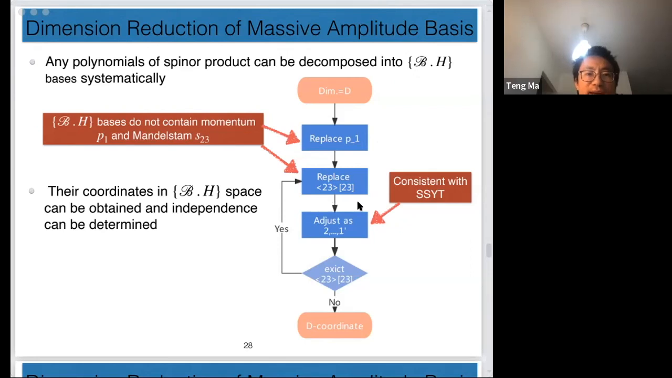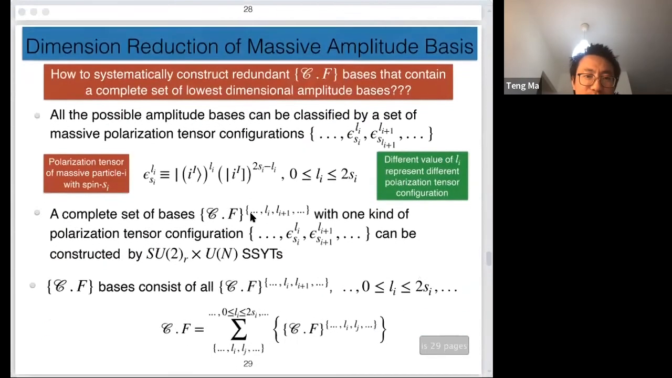Then its spinor contraction pattern should be adjusted by a Schouten identity to be consistent with the BH Young tableau contracting pattern. Then repeat the S23 replacement and spinor contraction adjustment until no S23 exists in this polynomial. Finally, we can get the correct decomposition of any polynomial. Then the coordinate of any polynomial in BH space can be obtained and the linear correlation can be determined.